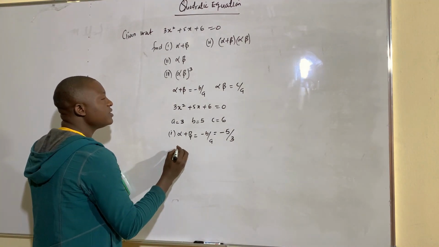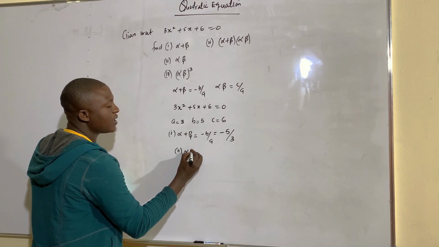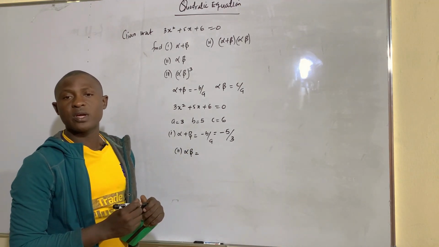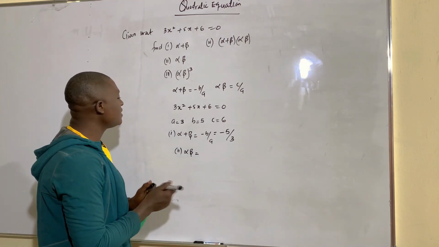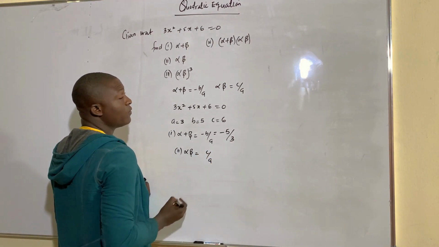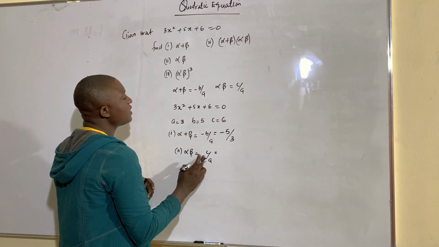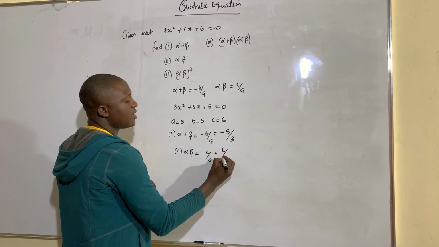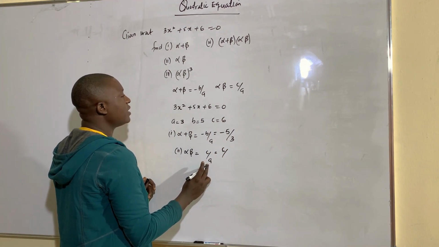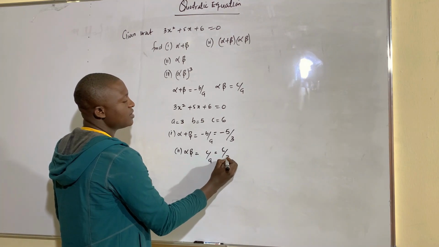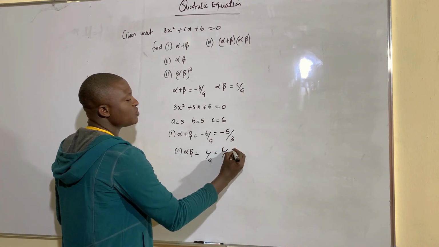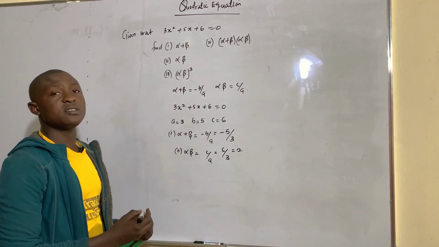Now the second problem, they said to find the value of alpha beta. So since we have alpha beta, we can make use of the formula. Alpha beta is c over a, right? So our c from here is 6, and our a here is 3. Now, how many 3 can we get in 6? We are going to have 2. You can see that it's straightforward.